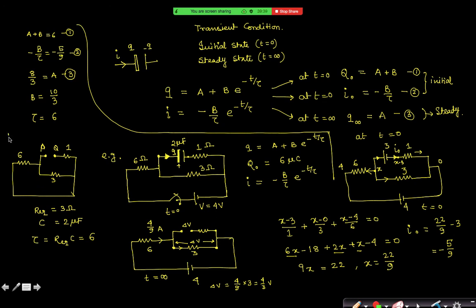So what will I do to find the time constant? To find tau, first short the battery, and then what will I do? Second, find R equivalent across which point? Across the terminals of the capacitor. Yes, across the capacitor. Then find tau is equal to R equivalent into C.